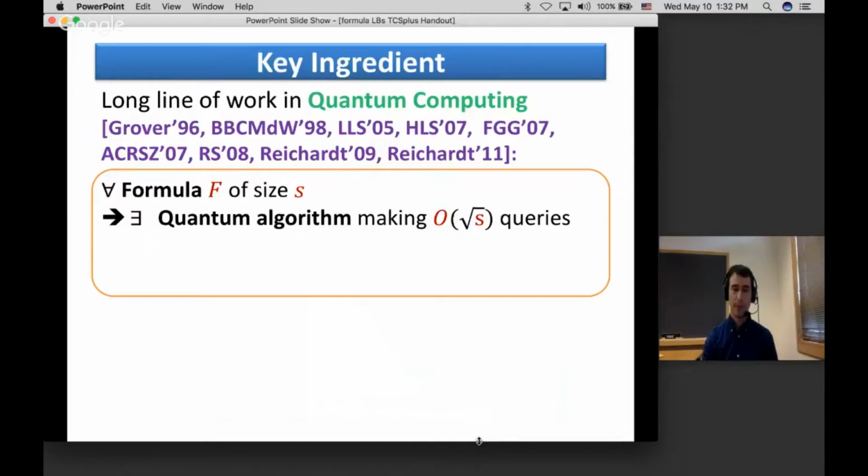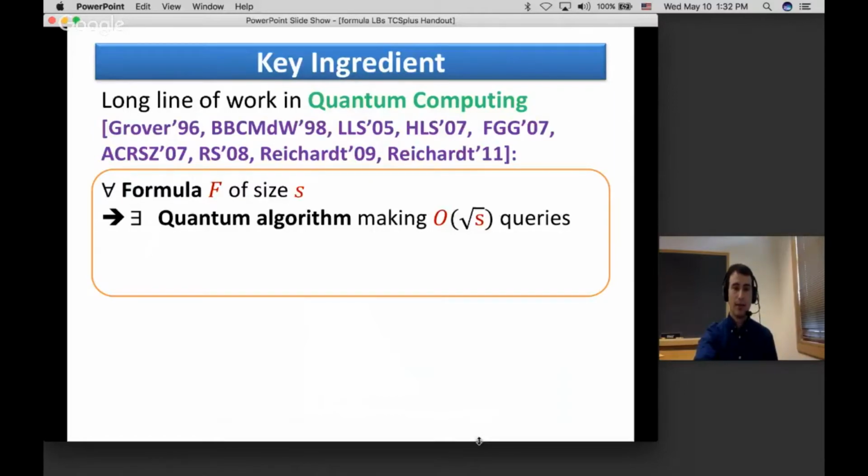So for example, if you take the OR formula, simply the OR of all the input variables x1 up to xn, this is a formula of size n, and Grover search gives you a quantum algorithm that runs in time square root of n and gets the value of this formula correct with high probability. If you have a 1, it will answer true with high probability. If you have a 0, all the string is zeros, it will answer 0 with high probability. And this generalizes to any formula of size S, not just the OR function.